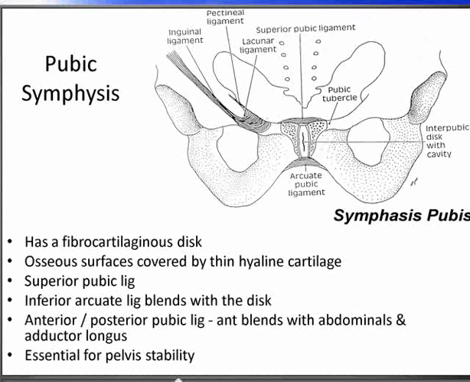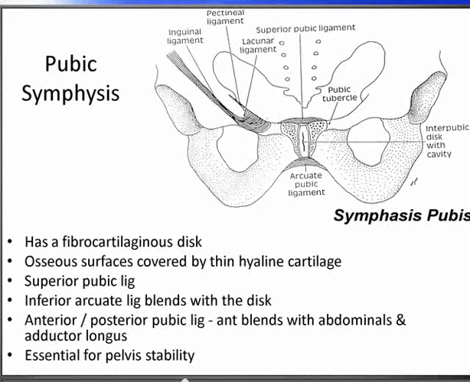The pubic symphysis is the anterior portion of the pelvic girdle. It's a very fibrous joint. It's got a fibrocartilaginous disc that holds it together. It has ligaments on the top and on the bottom, so the superior pubic ligament and the arcuate pubic ligament inferiorly. They blend in with the disc, so it makes it quite a stable joint, and essentially it is one of the components of the pelvis for stability. So when you compromise stability of the symphysis pubis, then the pelvic girdle as a whole is fairly compromised with its stability.